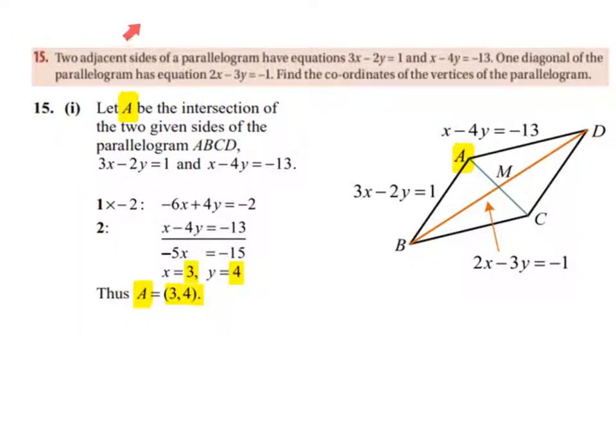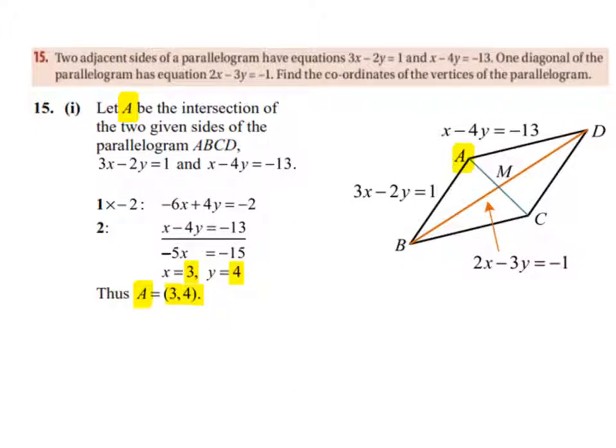Two adjacent sides of a parallelogram have equations 3x minus 2y equals 1 and x minus 4y equals minus 13. One diagonal of the parallelogram has the equation 2x minus 3y equals minus 1. Find the coordinates of the vertices, which means corners, of the parallelogram.